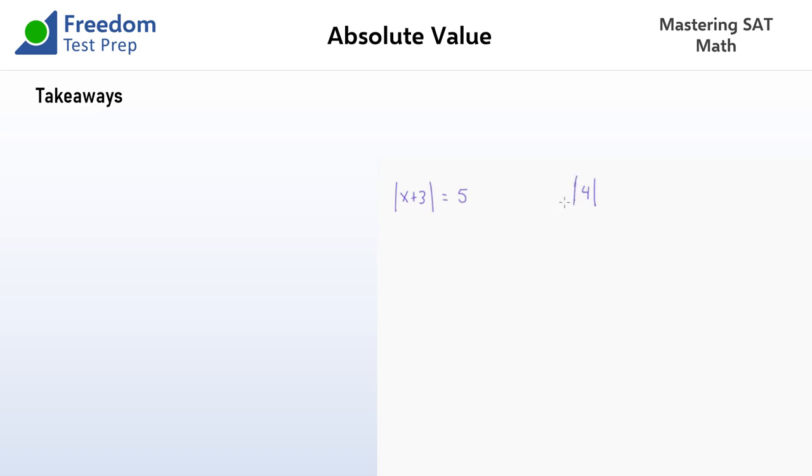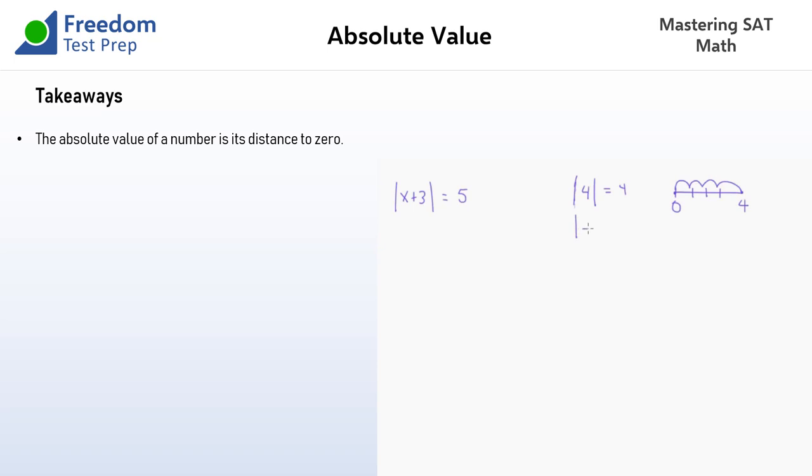If we have absolute value, and these two long bars are the indication for absolute value of 4, what that means is, let's say we have a number line, right? And this is 0 and this is 4. Absolute value of 4 is the distance from 4 to 0. And that's clearly 4, right? We go from 4, 1, 2, 3, 4.